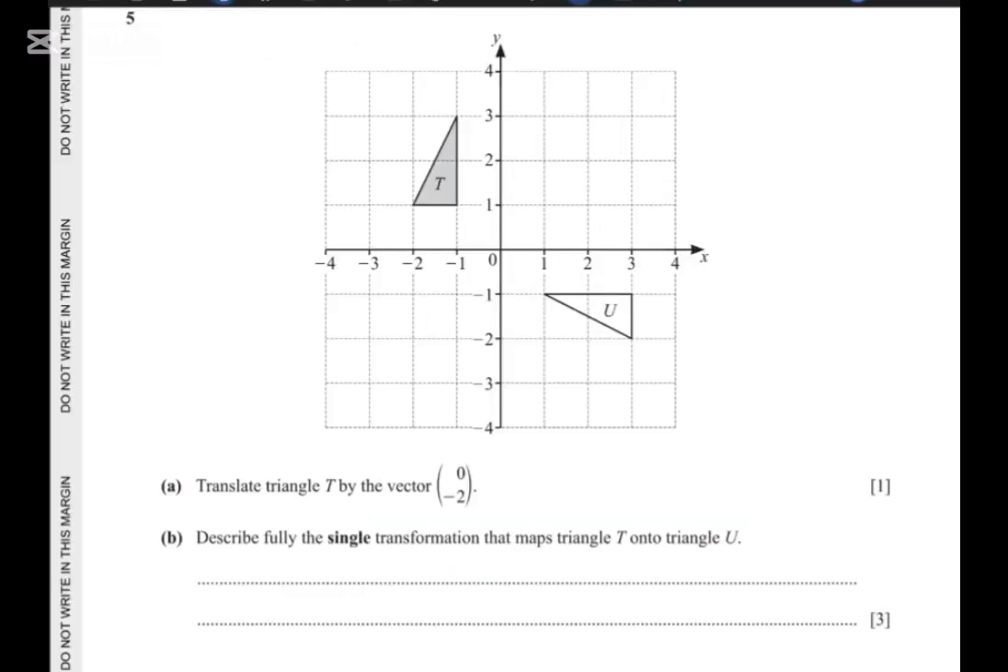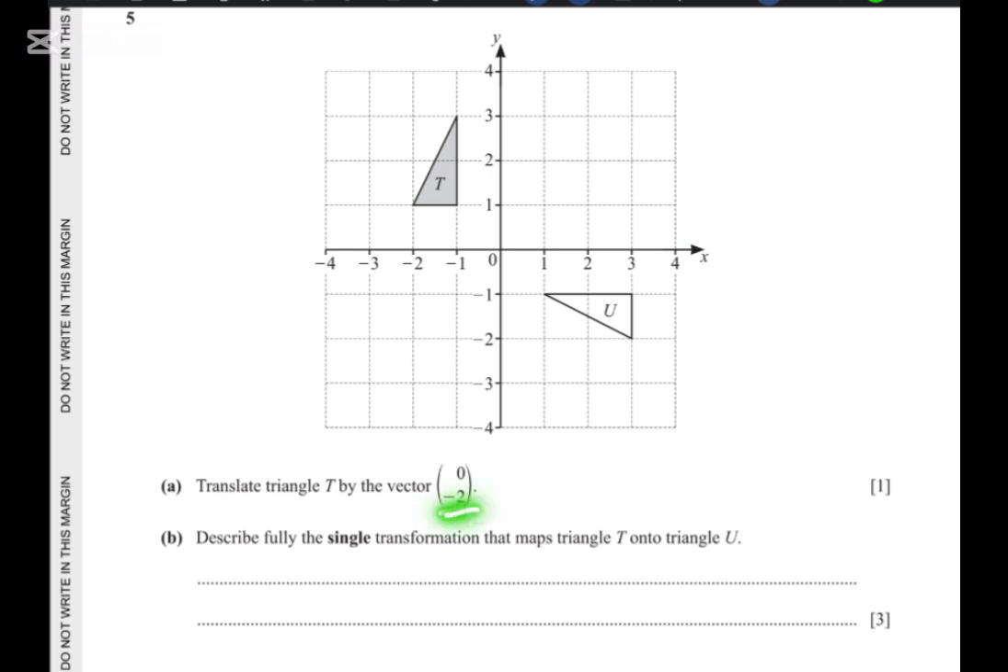Question number 5. The transformations are given to us. Question A says translate triangle T by vector 0, minus 2. To translate triangles or any shapes, you have to follow the vector. The top number is x and the bottom is y. So x is for right and left, y is for up and down. So 0 means it will not go right or left.